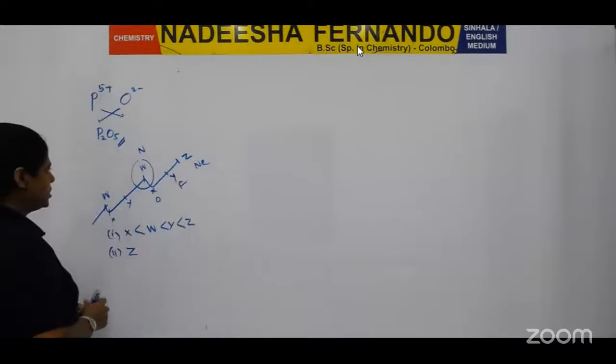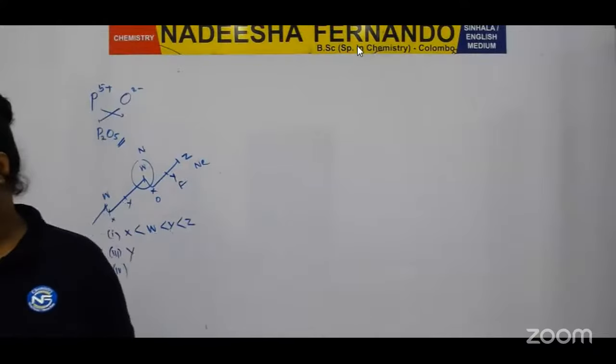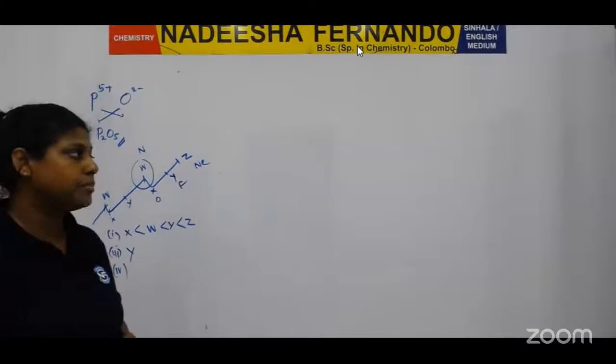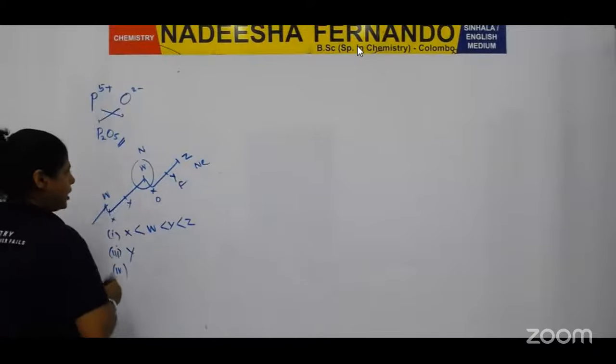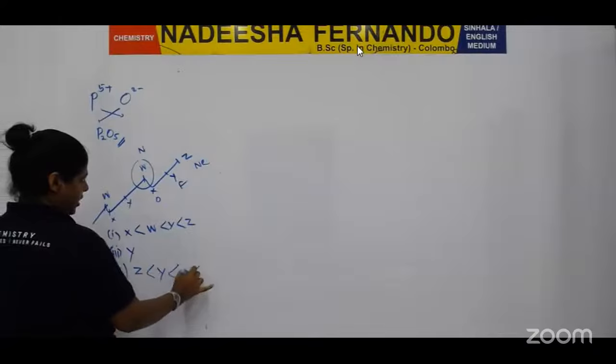M1 highest electronegative one. Fourth one: write the elements W, X, Y, Z in order of their atomic size. Atomic size decreases from left to right. Z, Y, X, going down.